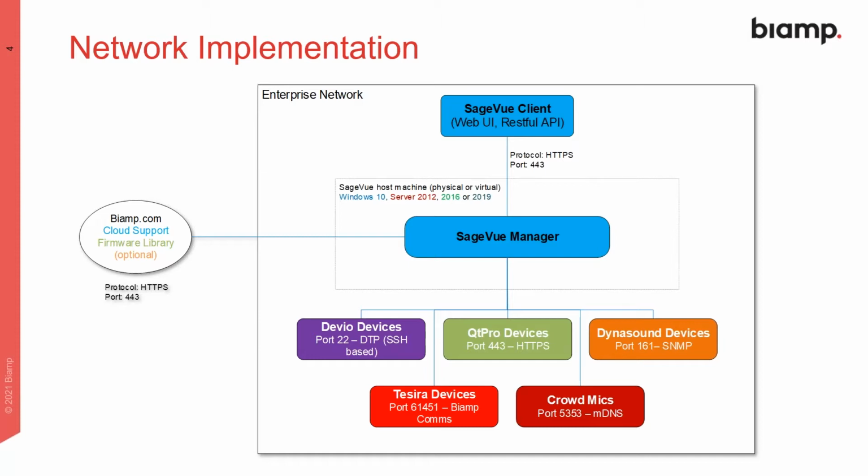This can all live standalone, isolated within your environment. However, if the Windows PC or Windows Server hosting SageVue has access to the internet, there are also some additional features accessible, such as cloud support, automatic firmware downloads, and a firmware library. Those are all optional, but nice features if you have internet access on the machine running SageVue.